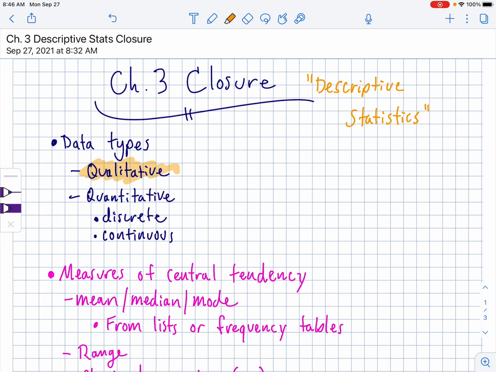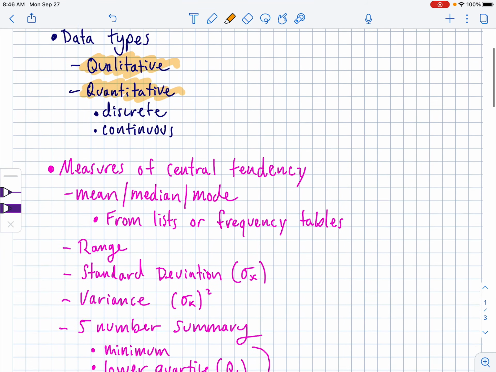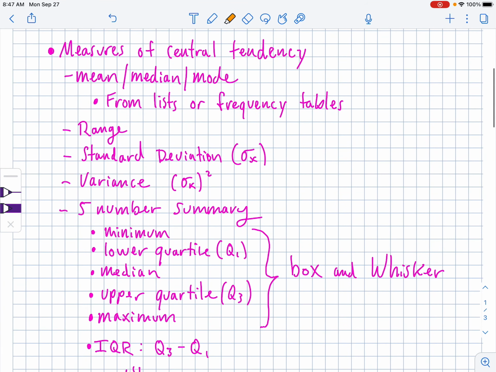So we started out the chapter talking about data types. You should know the difference between qualitative and quantitative. Remember, qualitative describes the quality of a data. It could be like the color of car you drive or the brand of cereal that you eat in the morning. Quantitative has to do with numbers. There's two types of quantitative: discrete and continuous. Remember, discrete is usually the result of counting, and continuous is usually the result of measuring.